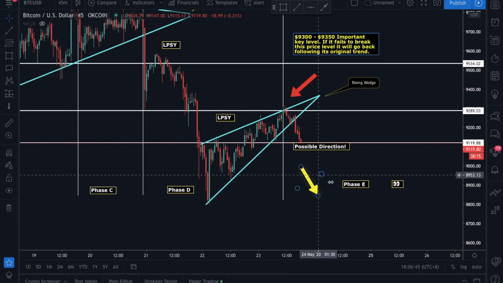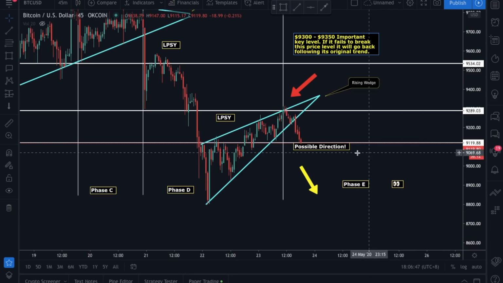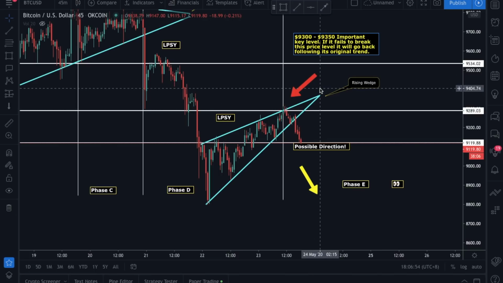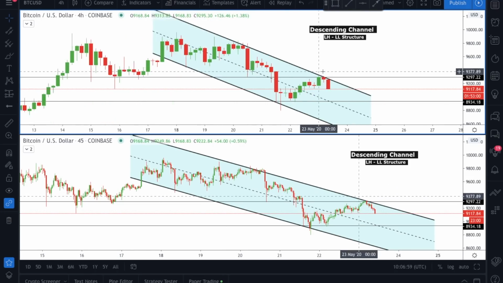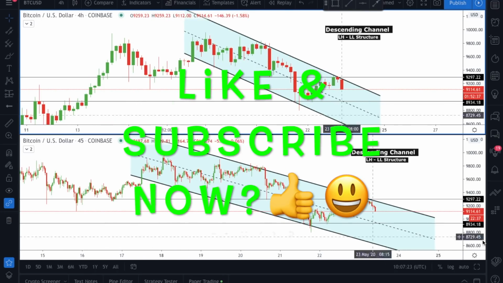This is an indication that we are now slowly entering the phase E area, so you have to be very careful. Price might also get pushed to break the previous level structure, and it might still continue to the downside. Also, if you look at this here, guys, this is in a 4-hour time frame and this is in a 45-minute time frame.